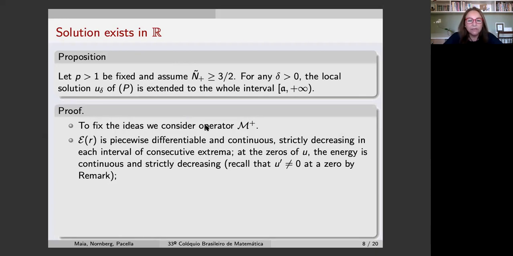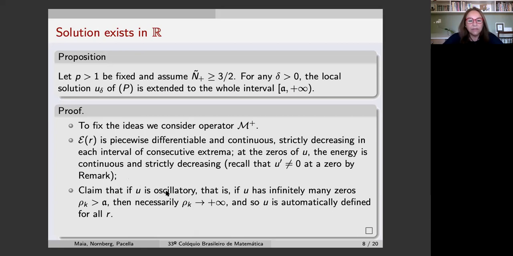To fix the ideas, we consider the Pucci plus operator. The energy E(r) is piecewise differentiable and continuous, strictly decreasing in each interval of consecutive extrema. At the zeros of u, the energy is continuous and strictly decreasing. Why? Because at the zeros, you don't have derivative equal to 0. So you have the energy well defined and it's strictly decreasing at those points.